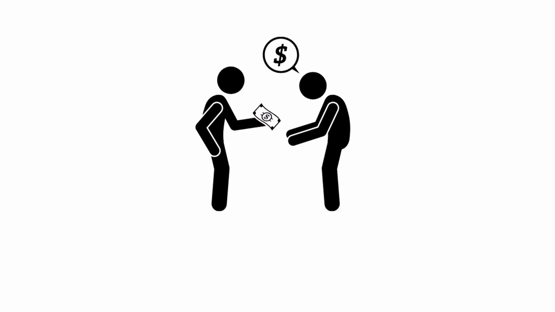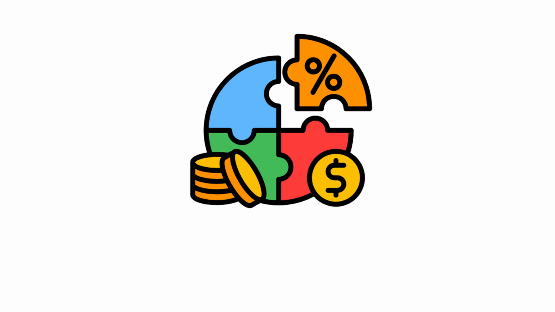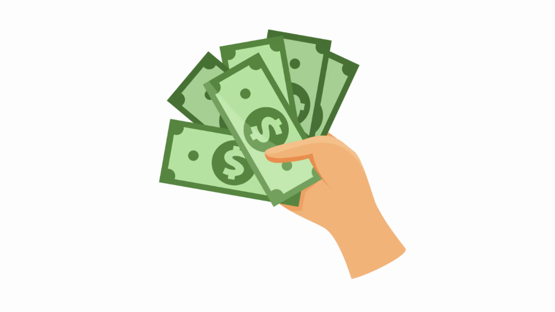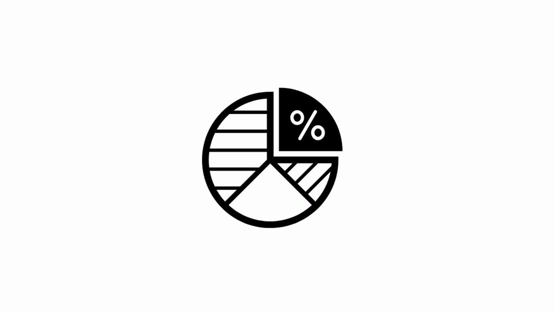Dividend. This is when a company gives you money just for owning their stock. It's like getting paid rent for letting them use your money. DRIP stands for Dividend Reinvestment Plan. Instead of giving you cash, the company uses your dividend money to buy you more shares automatically.